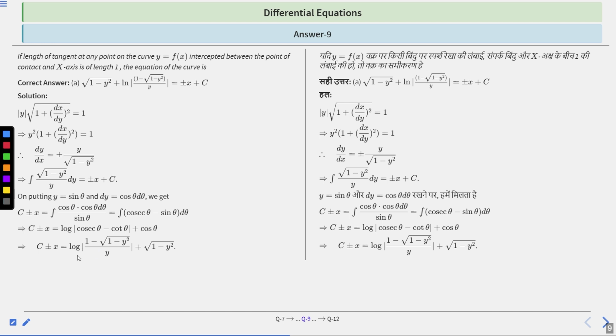Right. Therefore, after adjusting, we will get c plus minus x is equal to log mod (1 minus root over 1 minus y square) upon y plus root over 1 minus y square, by putting the value of sin theta is equal to y. Clear? Got it? So therefore, option A should be the right choice. Option A, root over 1 minus y square plus ln of (1 minus root over 1 minus y square) upon y is equal to plus minus x plus c. Option A is the right choice. Got it?